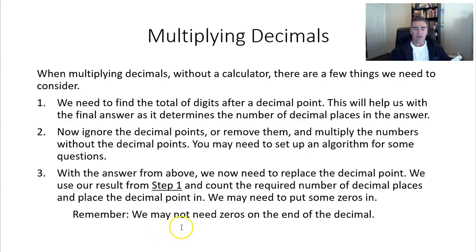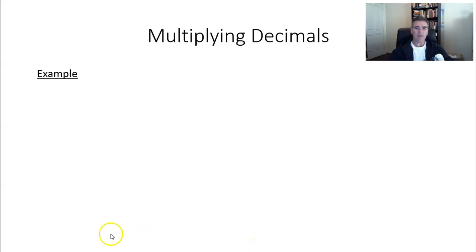Now just remember that we don't always have a zero on the end of the decimal, just in case a particular question does ask to have a certain number of decimal places. If it doesn't, then zeros on the end of a decimal are not necessary. So let's look at our first example.